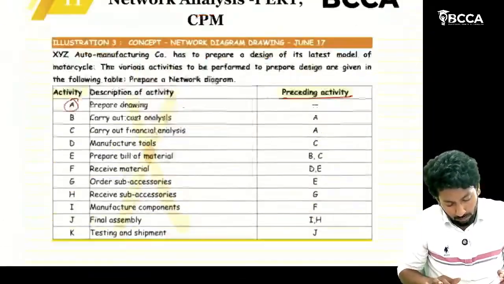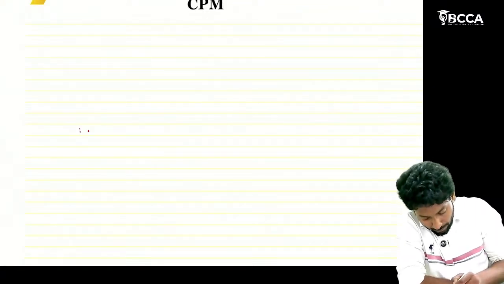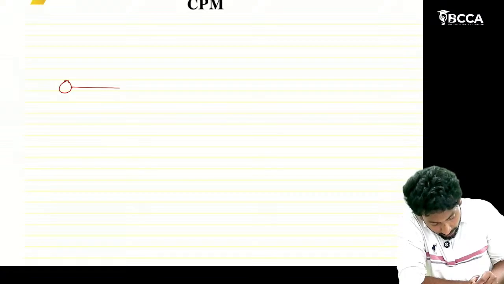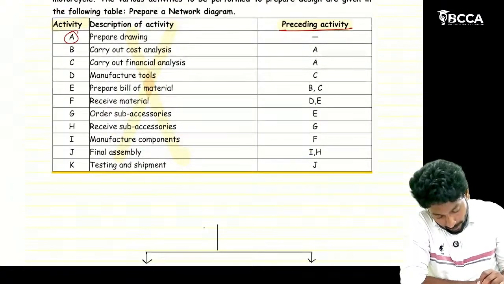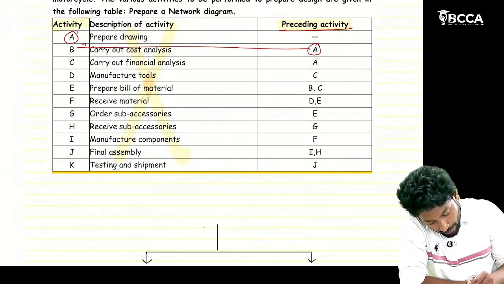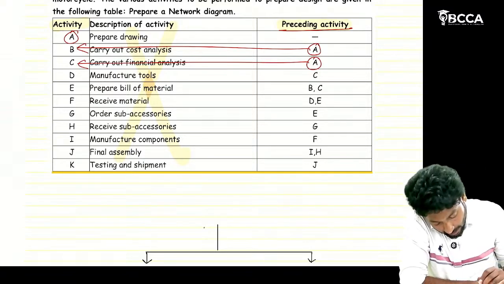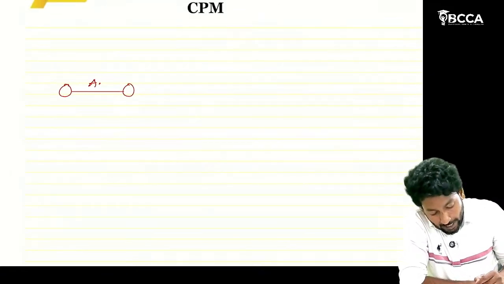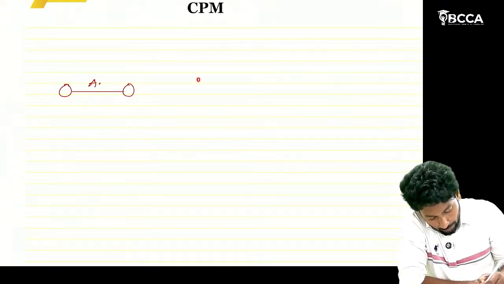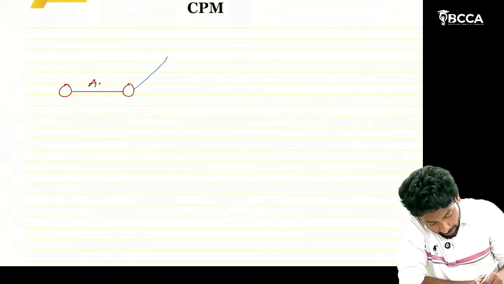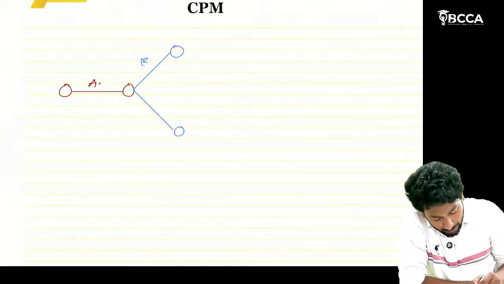So what is the first activity? A is the first activity, so first of all draw an activity and name it A. Then after A ends, B can start, and after A ends, C can start. That means after activity A ends, both B and C can be started. So take B here and C here, like this.